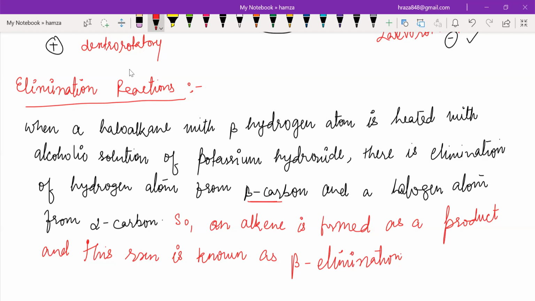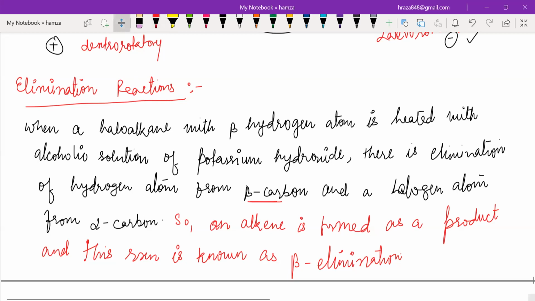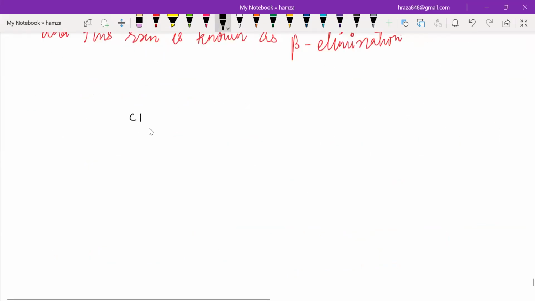Very good. Now see what is this alpha and beta. So always remember, like if we have an example like this is CH3, wait a minute. It's not working.